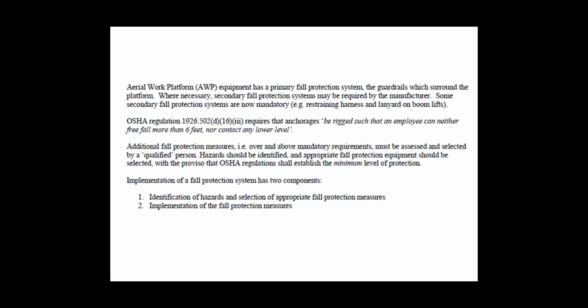Again, the fall protection system that we're using must be assessed by a qualified person, and they need to identify the hazards before they select appropriate fall protection. And again, the provisions set forth in the OSHA regulations only establish the minimum level of safe use. Then we need to look at the implementation of the fall protection system with two components: first, identification of the hazards and the appropriate fall protection measures; second, implementation of these fall protection measures.